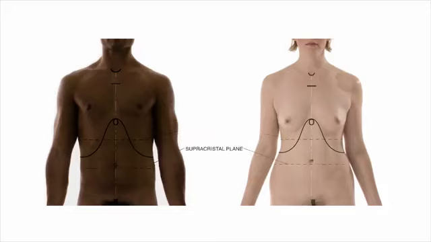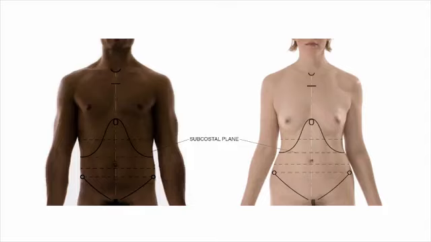We now show the supracristal plane, or plane of the iliac crests, which is roughly at the level of the fourth lumbar vertebra. We also show the anterior superior spines and the plane that crosses them. We now show the inguinal ligament, which runs between the anterior superior spine and the pubic tubercles, which are just lateral to the pubic symphysis.